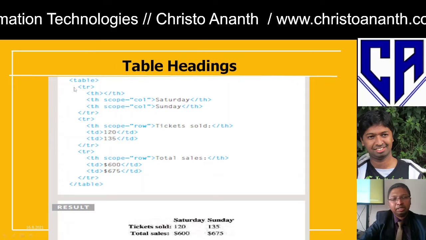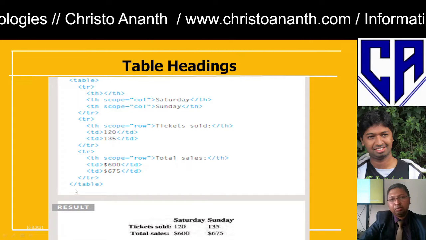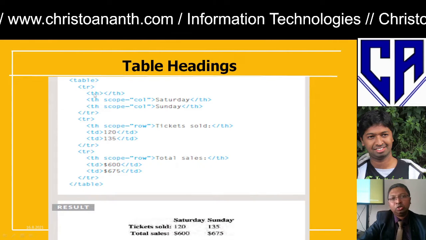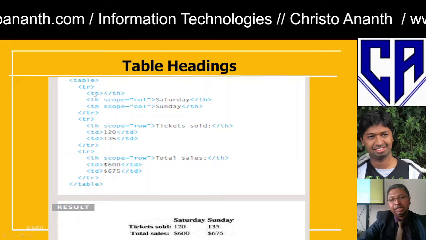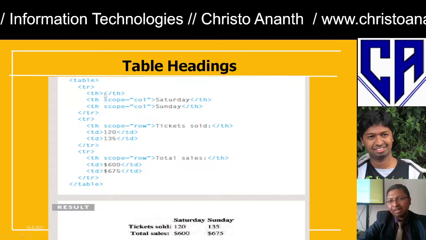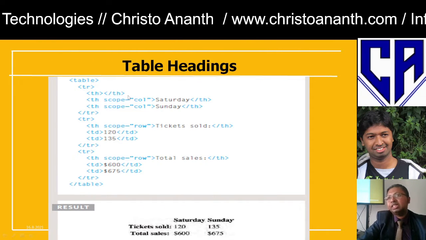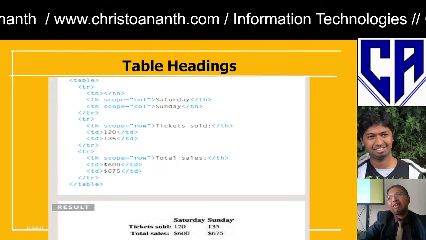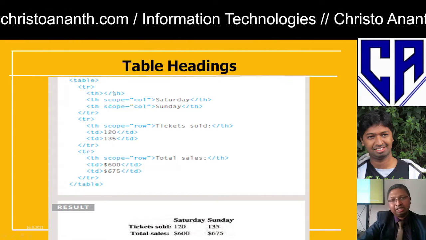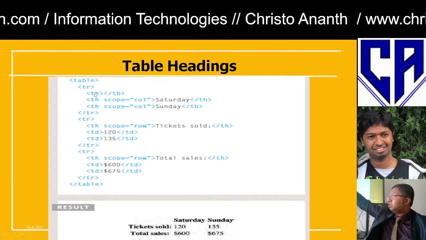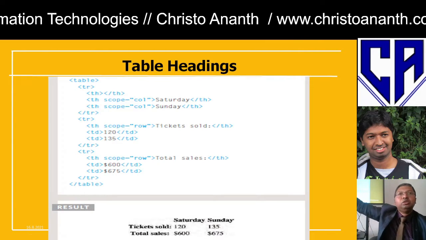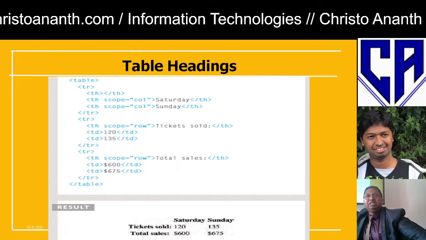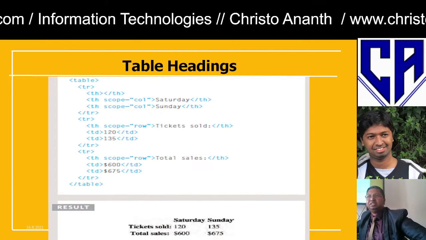We'll consider an example. See, we start with a table, we end with a table. We start with a table row, we end with a table row. Within that you have th. You start with a th, and immediately you close with a th. What is the meaning? It's an empty cell. But you have to include it.